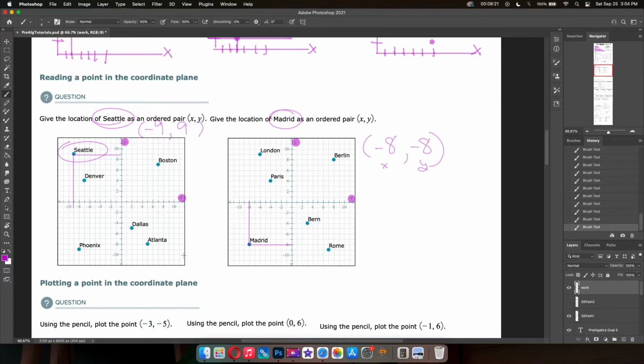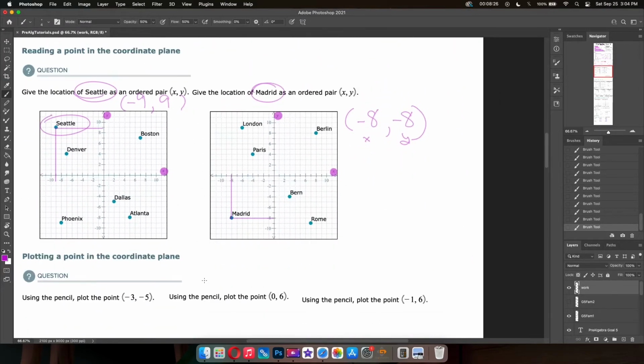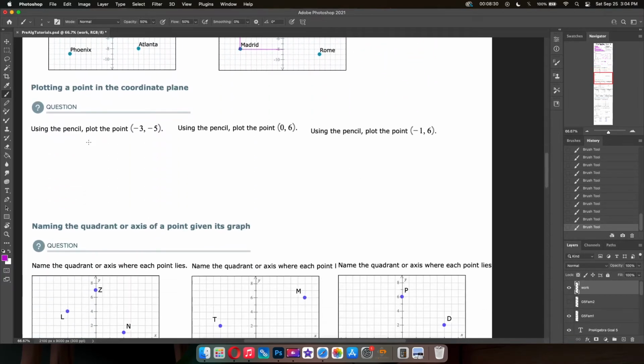And again, up here, we showed you how to do it with a graph. Now you want to make it. Down here, we showed you how to do it on a graph, and now we're going to make it.